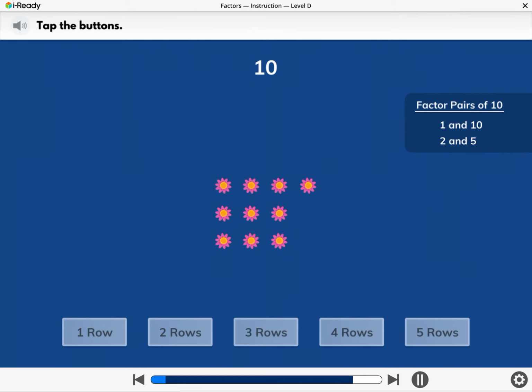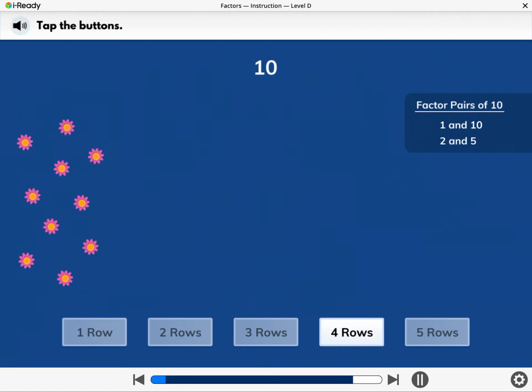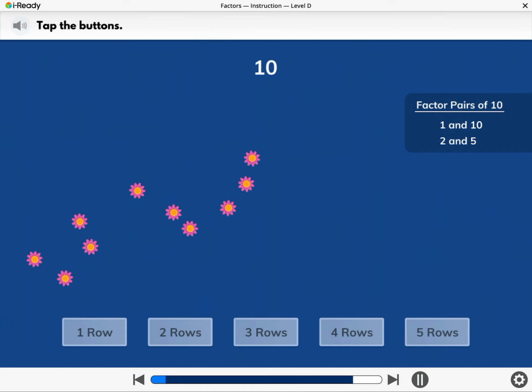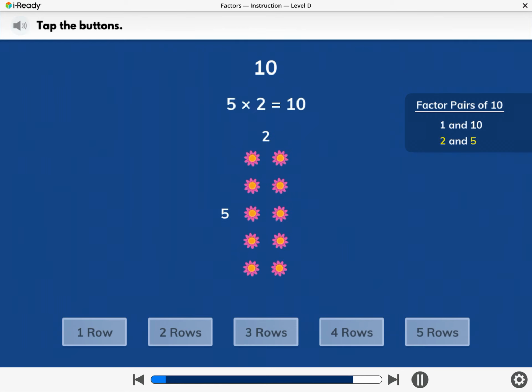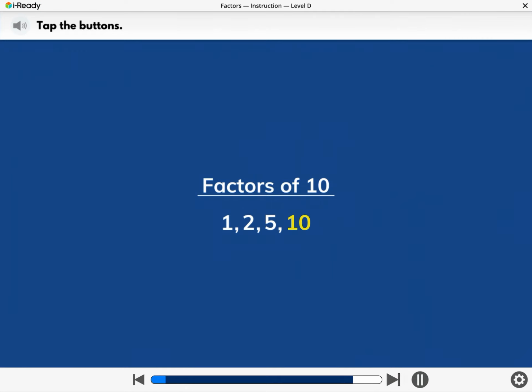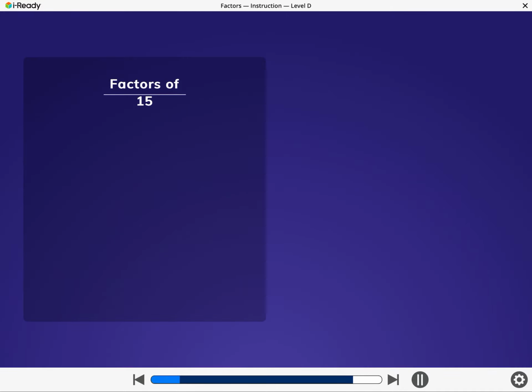You can't divide 10 plants into 3 equal rows, so 3 is not a factor of 10. 4 is not a factor of 10. You already found this factor pair, so you found them all. That means 1, 2, 5, and 10 are all factors of 10. Let's look at 15 next.